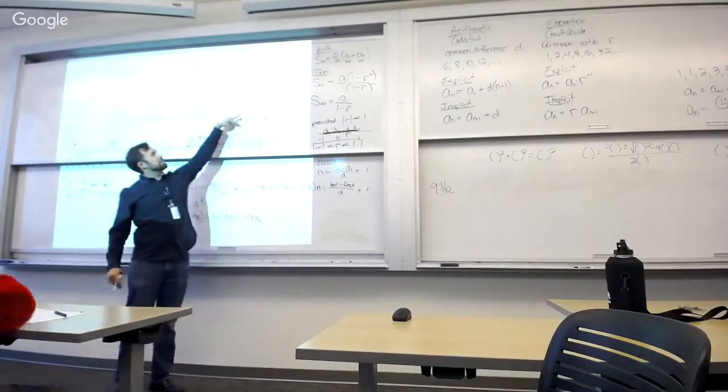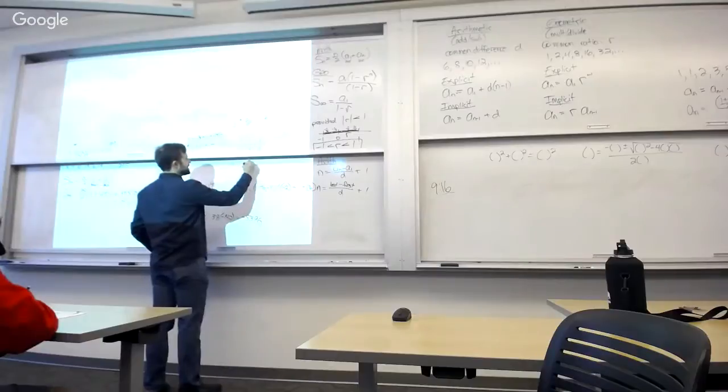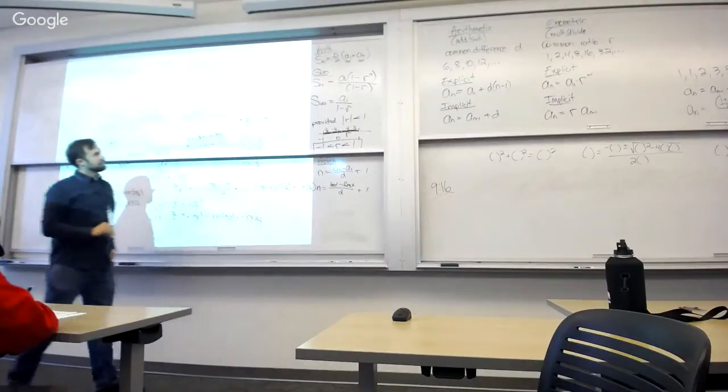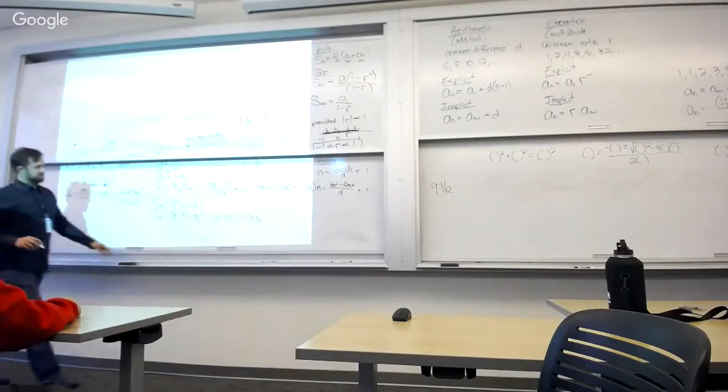Okay, so yeah, we're multiplying by 1/2 every single time. So our common ratio is 1/2. Now, we want to find the sum. It's geometric.